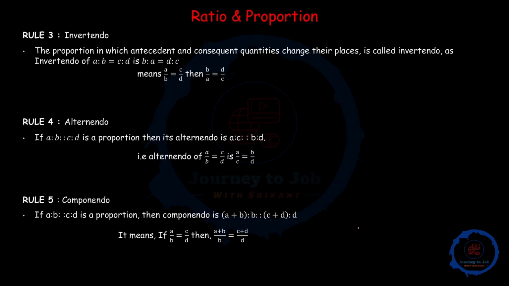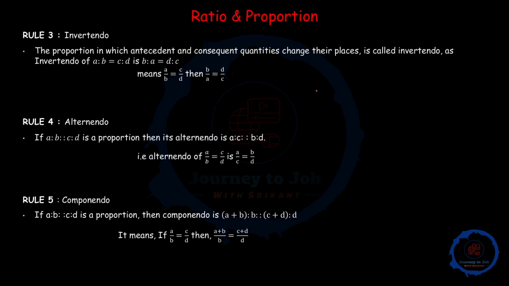Next, invertendo. Invertendo means, suppose A is to B equal to C is to D. So we can write it like this, A by B is equal to C by D. Now invertendo means B by A equal to D by C. This is the invertendo rule. It means simply inverse this ratio and this ratio, you will get a new relation, but it means this only. That is invertendo. You can use it like this.